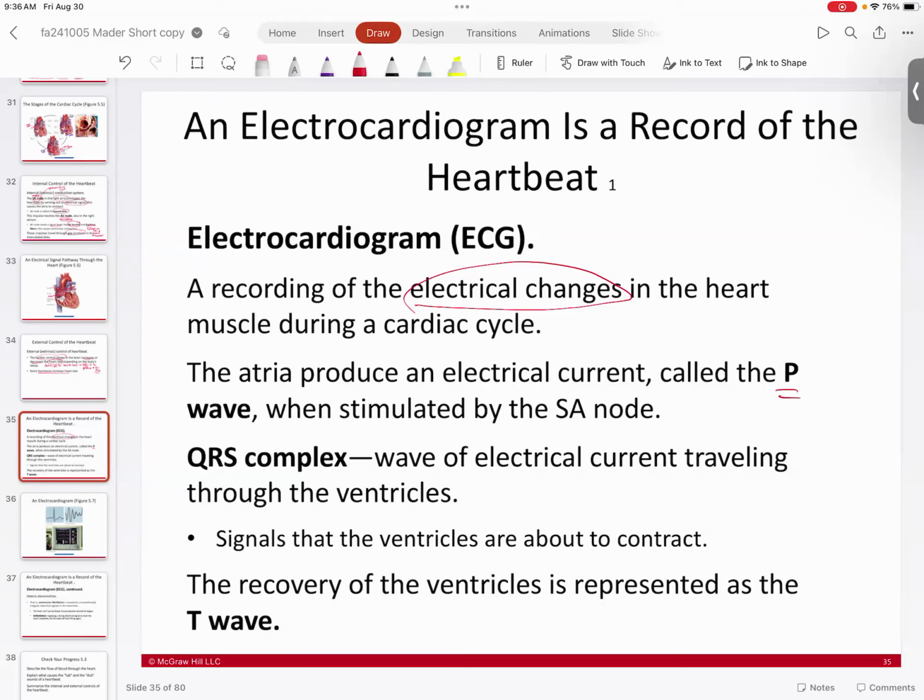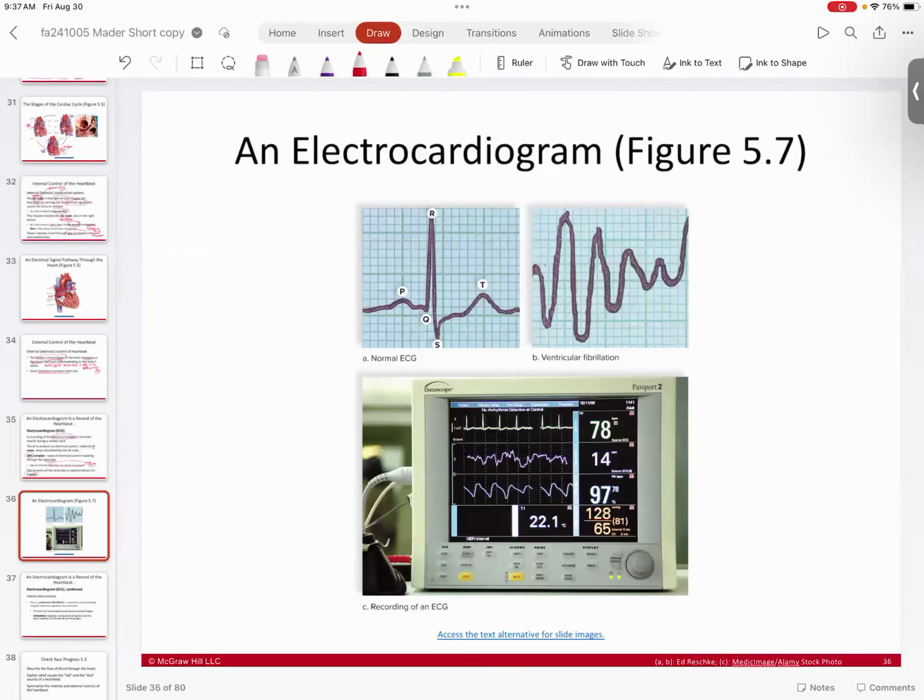Then right after that is a complex curve called the QRS complex, which is essentially a wave of different types of electrical activities moving through the ventricles. This is typically where the ventricles are contracting, but it's also where the atria typically are relaxing. So there's a couple of things going on in the QRS wave. And then the recovery or the relaxation of the ventricles is given to us by the T wave. So that's kind of what it looks like.